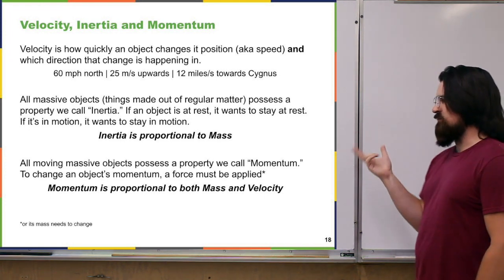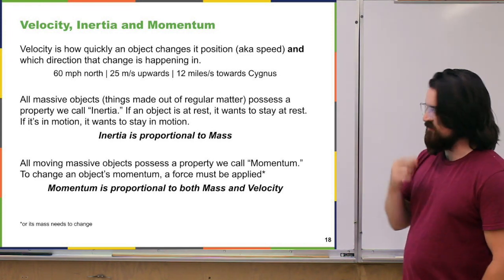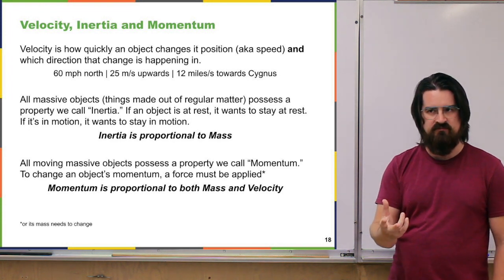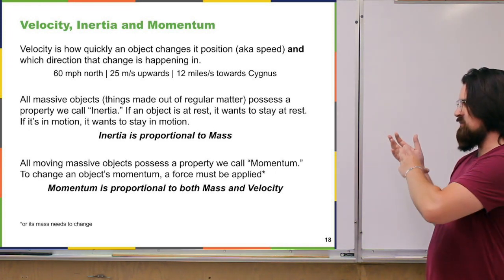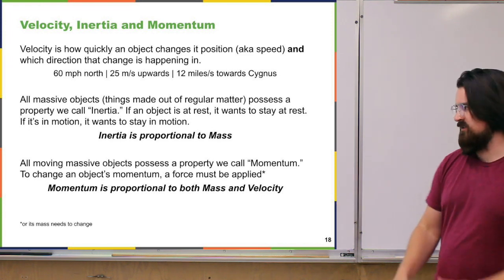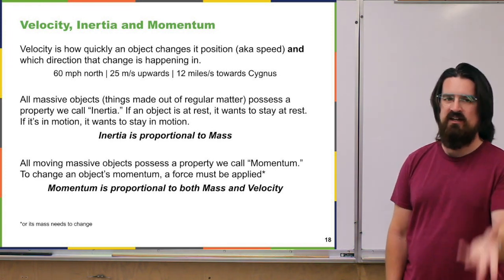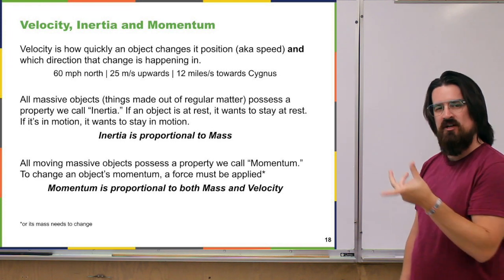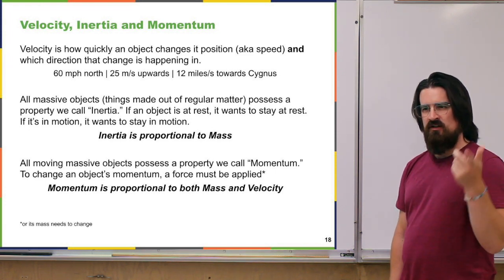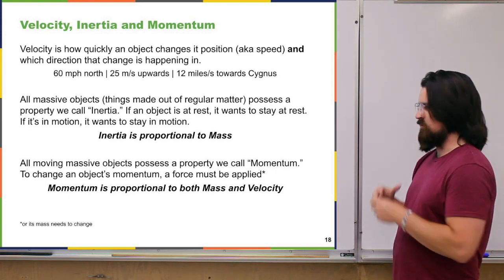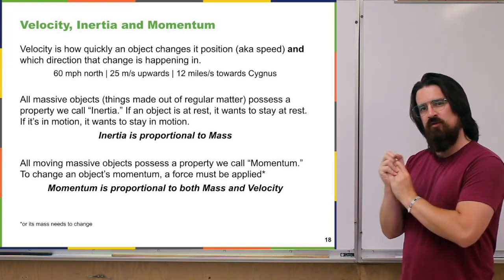This other property, called momentum, is something that massive objects have whenever they're in motion. If something's moving, we say it has momentum. And if you want to change the momentum of an object, to change its motion, then you need to apply some force. The momentum of an object is proportional to its mass and its velocity. To change an object's momentum, you can also change its mass, but for most of the things we're thinking about, the mass stays the same, like you're not throwing material away. So when we think about changing the momentum of an object, we're generally thinking about forces needing to be applied, some kind of push or some kind of pull.